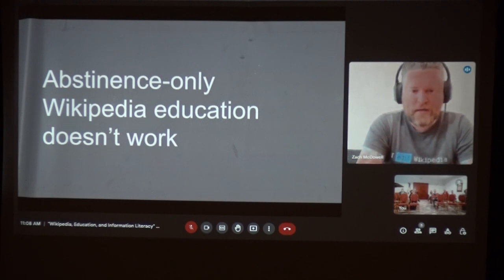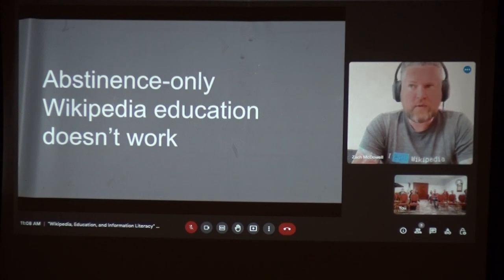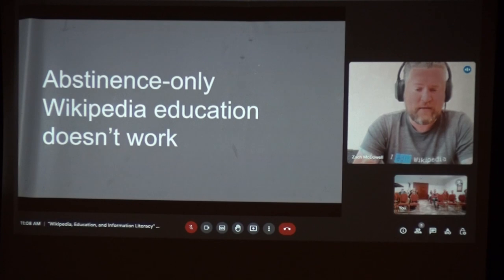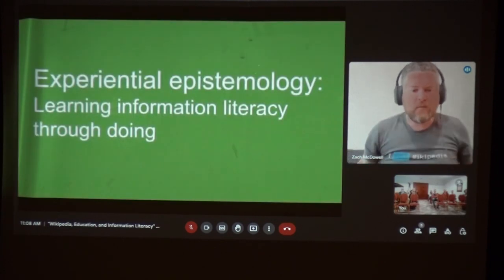And what I mean there is twofold. Not only does telling people not to use Wikipedia not work because they're using it, but I also mean that when you teach people not to use Wikipedia and then they use it, they don't value the information as they should, which means they're not critically engaging with it, which means they're not benefiting from it.